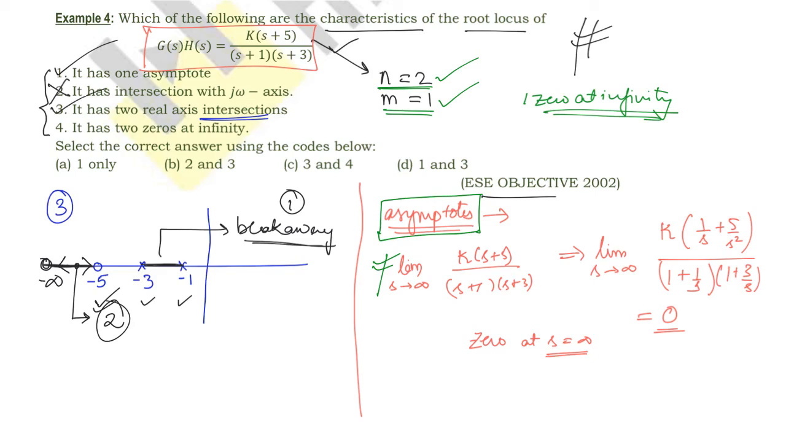Statement 3 is correct. And the fourth statement, the final statement, states that it has 2 zeros at infinity, but we just found out that there is only 1 zero at infinity. So statement 4 is incorrect. What is the answer? Only 1 and 3 are correct, which is option D.